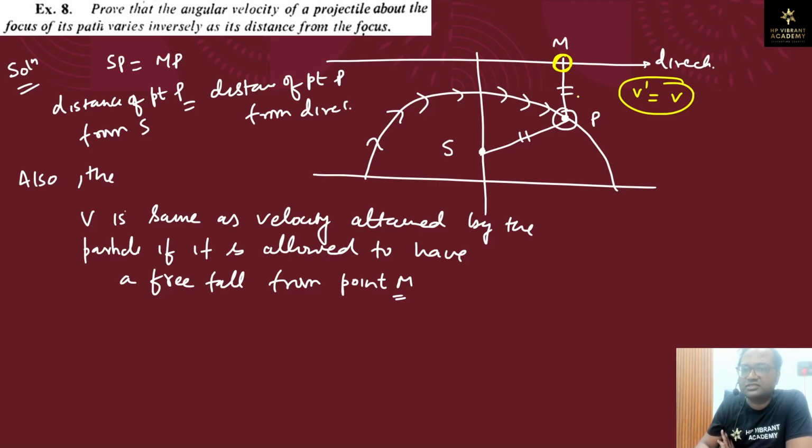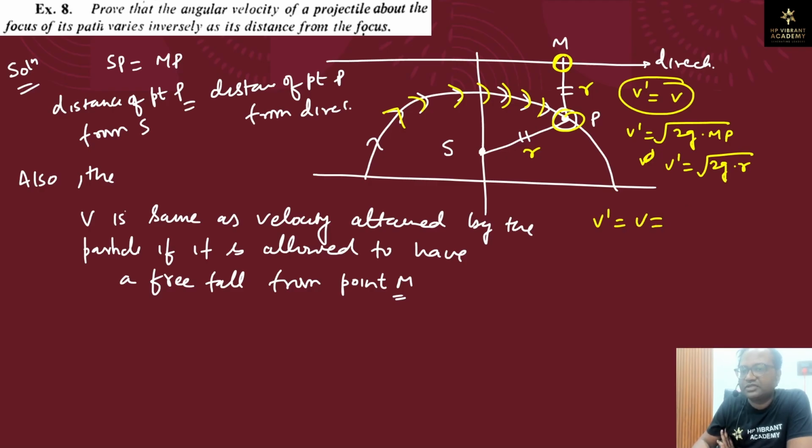So let us take this distance as MP. So V dash is equal to root under 2g of MP. This distance is R, so this distance will also be R. So V dash is equal to root under 2gR. So we have the velocity attained by the projectile through this trajectory as V, so V dash is equal to V, which is equal to root under 2gR.